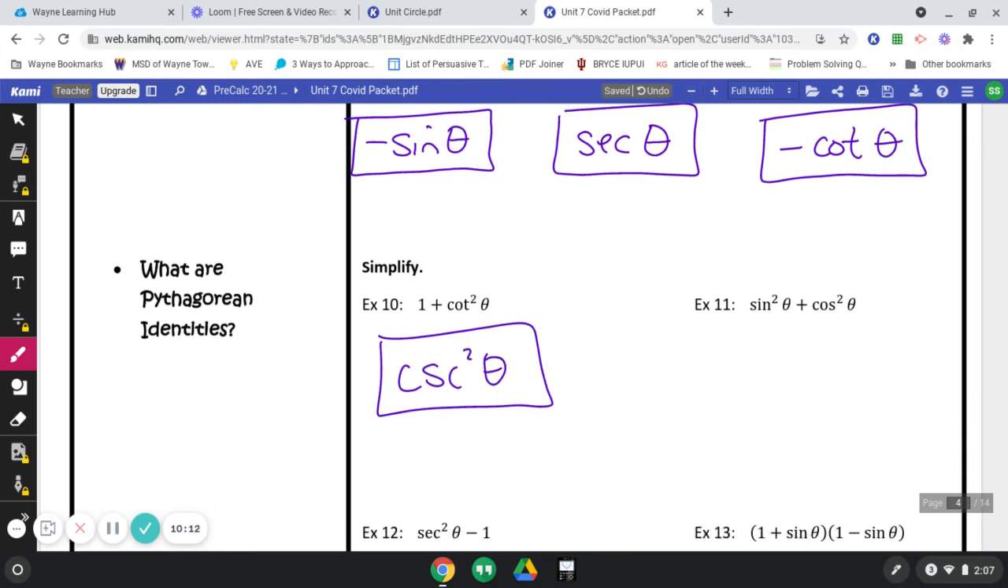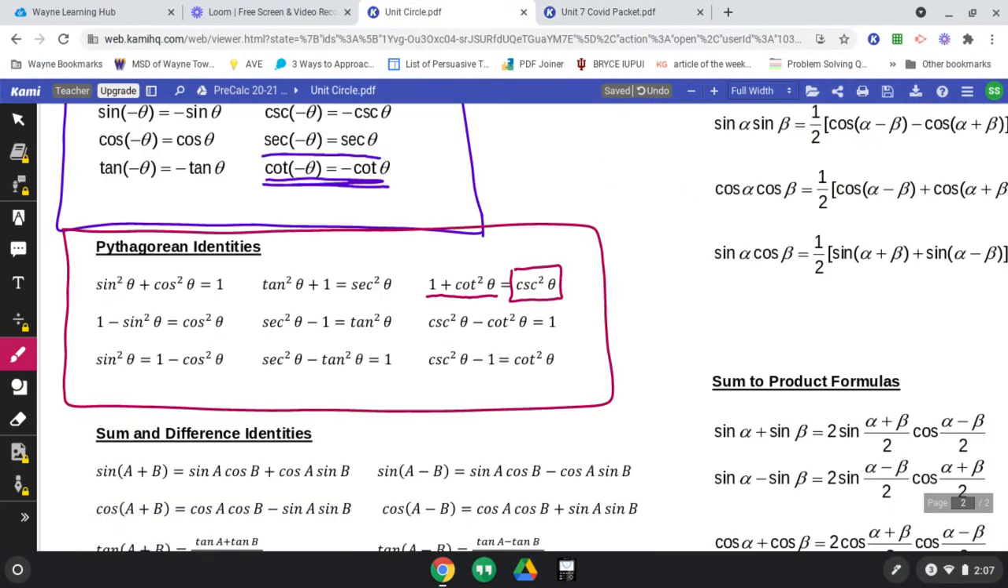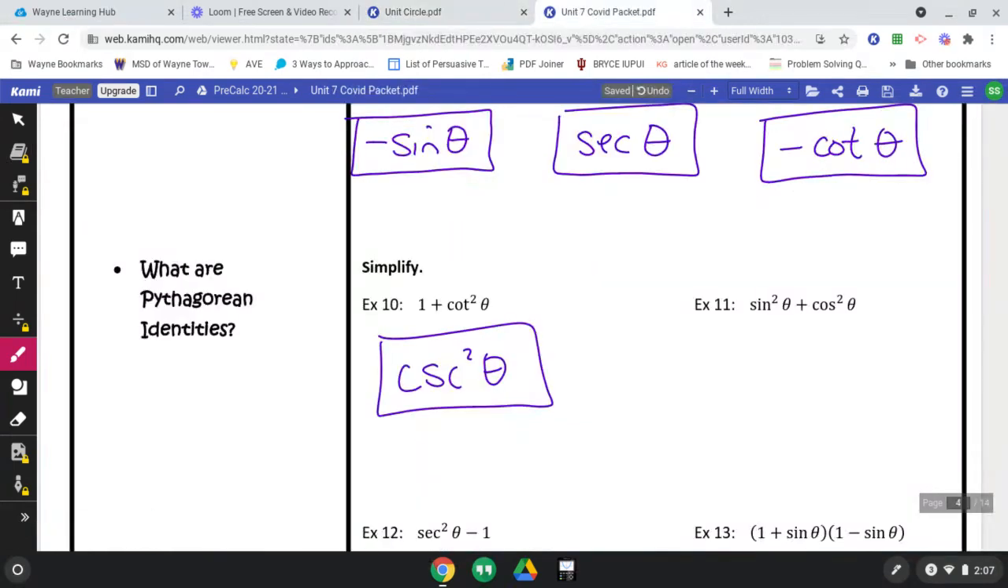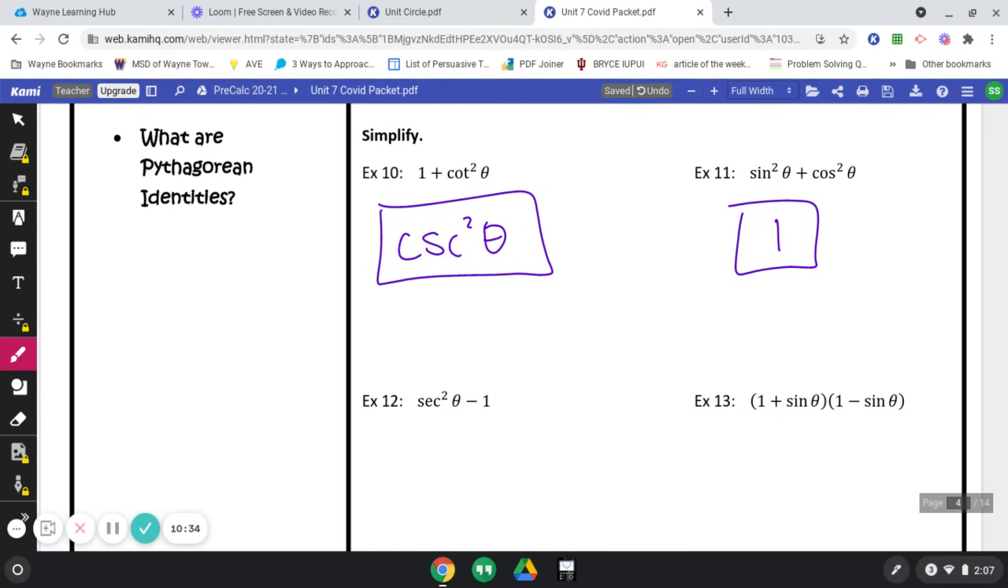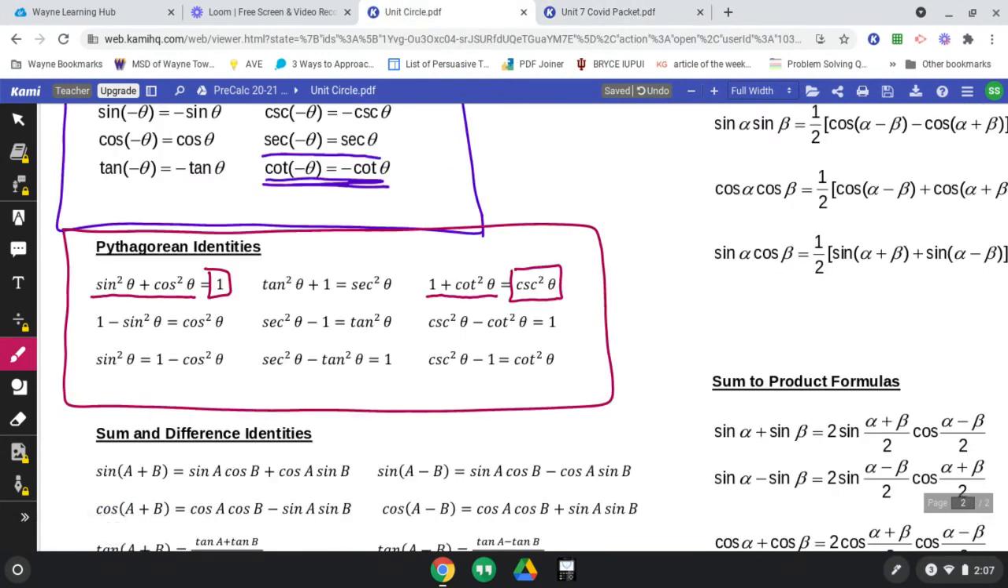All right, example 11. I'm looking for sine squared plus cosine squared. Here it is, the very first one. Sine squared plus cosine squared equals 1. So my answer is just 1. These aren't very helpful on their own, but they play part of a bigger picture later. So we're just going to learn it the most easy way, and then we can add on to it later. Secant squared minus 1. Secant squared minus 1 right there, which will give us an answer of tangent squared.